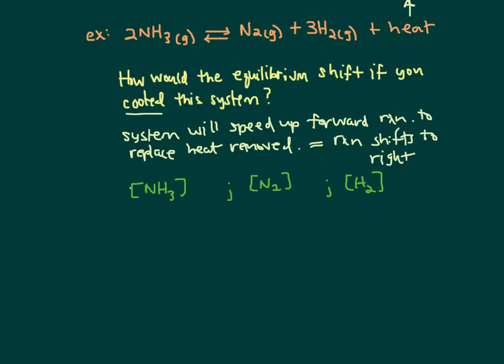And what's that going to do to the concentrations of all of our substances? Well, they're all gases, so they would all be affected. Since the forward reaction sped up, our NH3 concentration would decrease, and our N2 and our H2 concentrations would increase because we're making more of these and less of this.